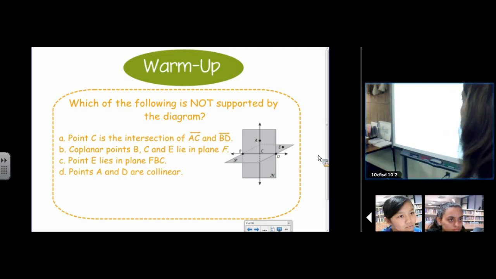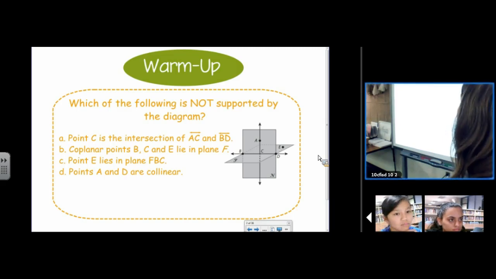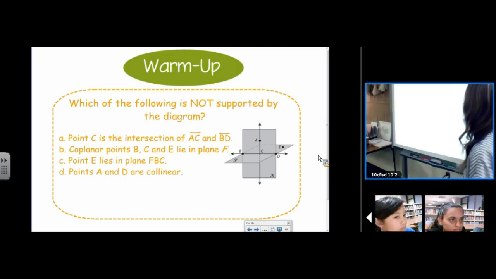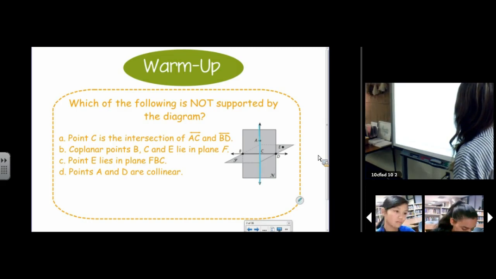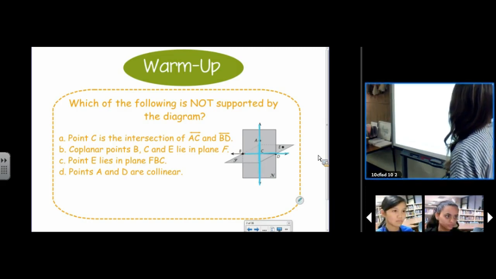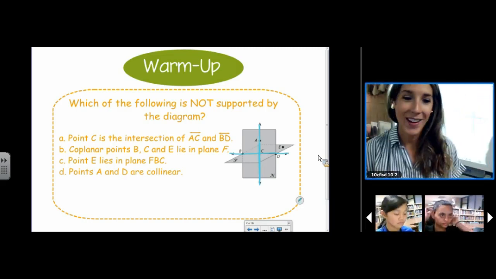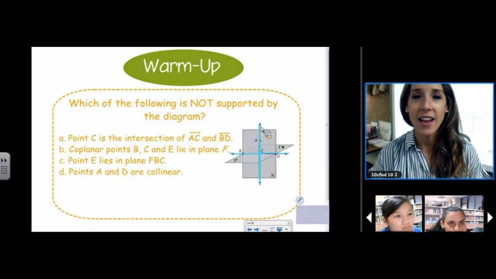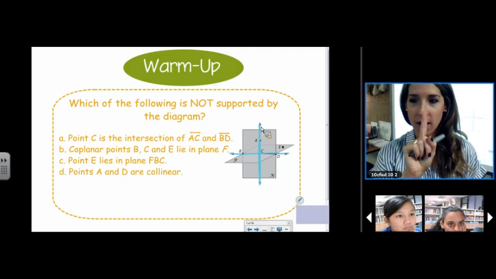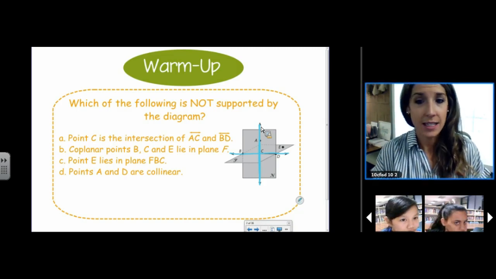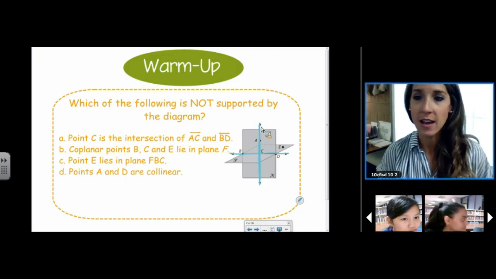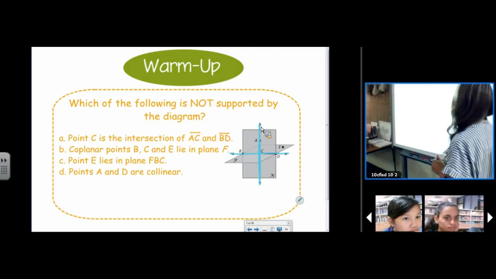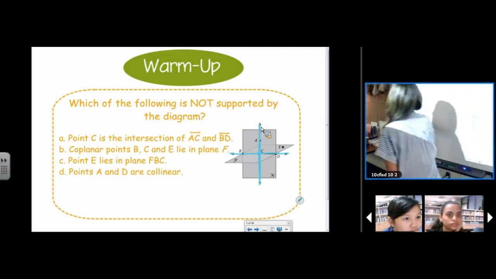Let's look at A. True or false? Point C is the intersection of AC and BD. Line AC and line BD. We learned yesterday in one of our postulates that if two lines intersect, they intersect in exactly one point. So in this case, they intersect at point C. That is the intersection, the one and only. So that one is true.